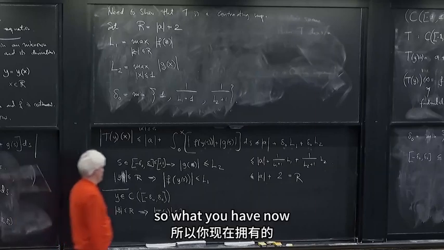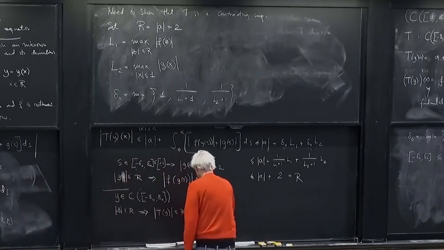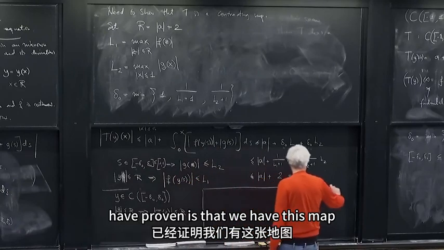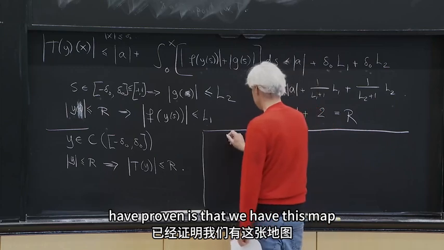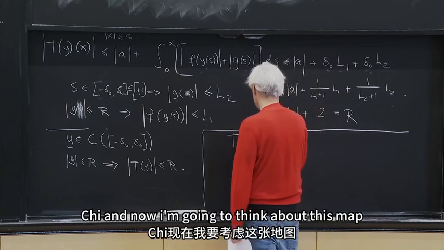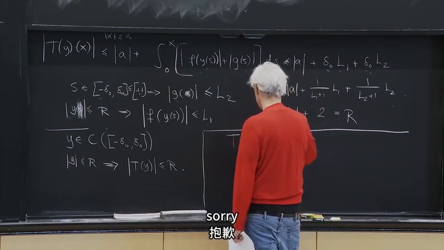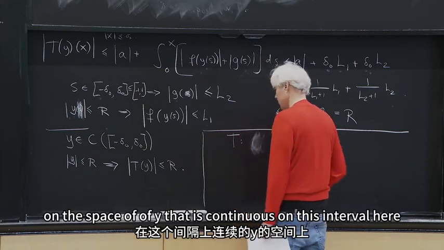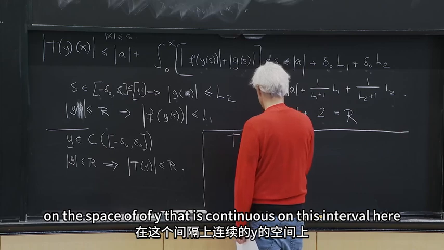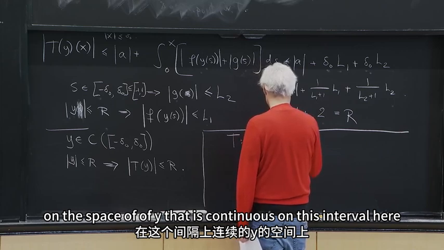Okay, so what we have now proven is that we have this map T, and now I'm going to think about this map on the space of y that is continuous on this interval here.